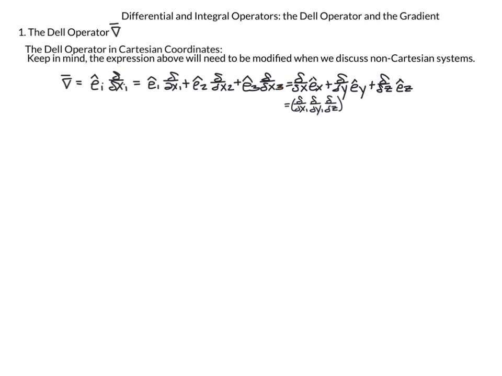And if x1, x2, x3 equals x, y, and z, we have d/dx in the x direction, d/dy in the y direction, and d/dz in the z direction. So as a 3-tuple or a triplet, that would be d/dx, d/dy, d/dz.